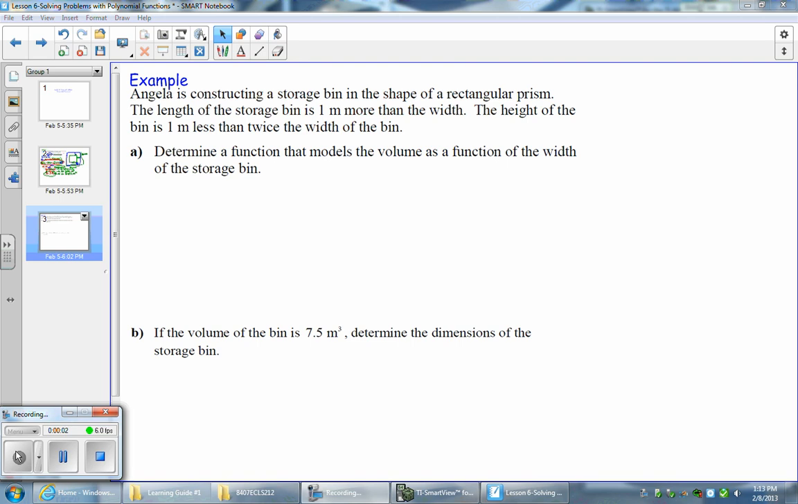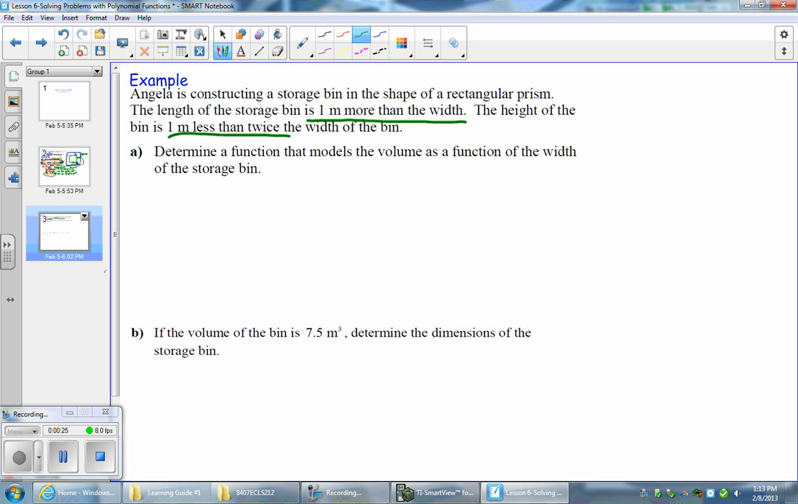Okay, in this lesson, I'm going to teach you how to solve a common volume problem using a polynomial function. So let's get started by reading the example that I have here. It says, Angela is constructing a storage bin in the shape of a rectangular prism. The length of the storage bin is 1 more than the width, and the height of the bin is 1 meter less than twice the width of the bin.